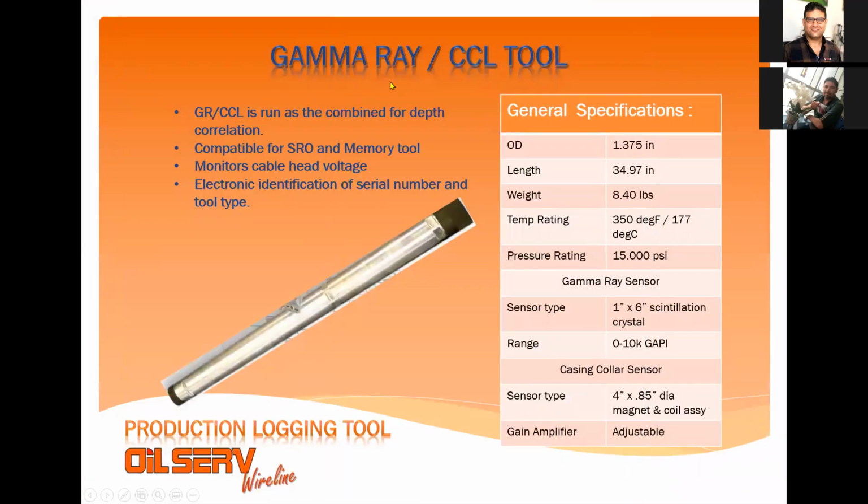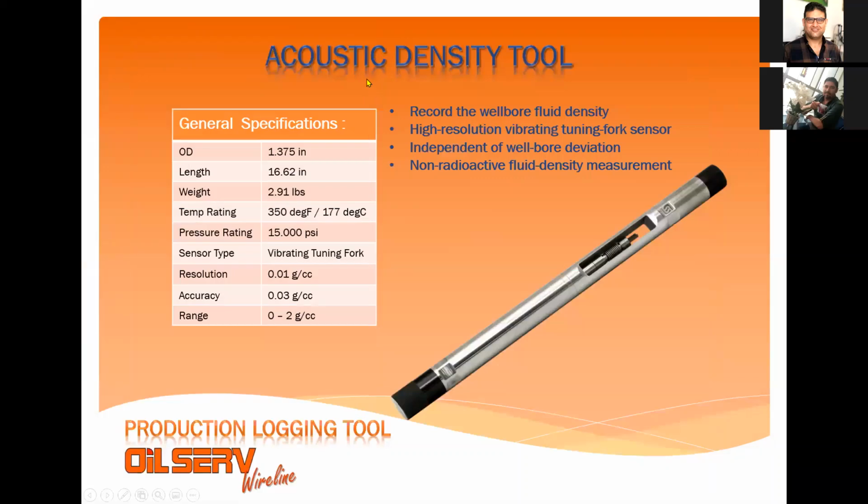So gamma ray, CCL. As aforementioned, gamma ray CCL is used for depth matching and correlation. It can be run on SRO, surface readout, real time, or on memory. Okay. Acoustic density records the wellbore fluid density using a high resolution vibrating tuning fork. This tool is mostly good in most wells, but it has some limitation if there is a lot of gas present in the wellbore, it will affect its reading. Also, it's sometimes affected by temperature.